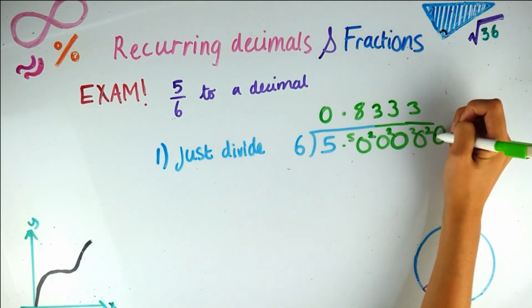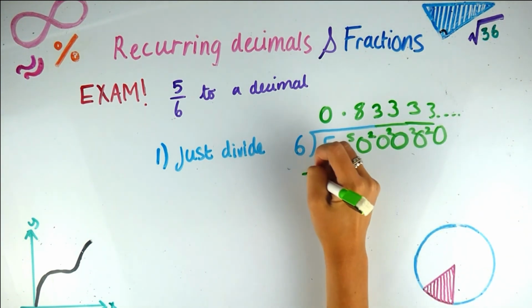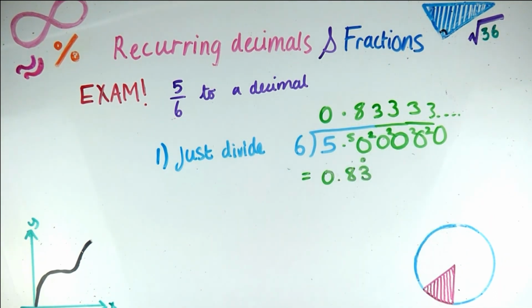Is there like an echo here? I'm feeling a bit of deja vu. Okay, so basically 3 through 3, we're seeing the pattern there, so it's going to be 0.83 recurring, with the little dot.